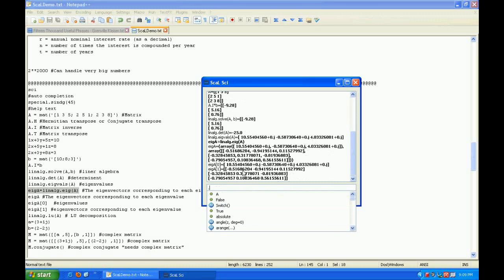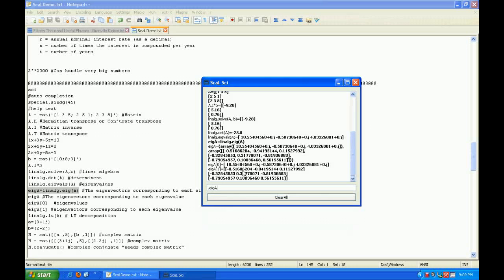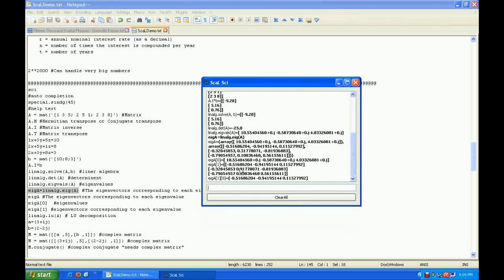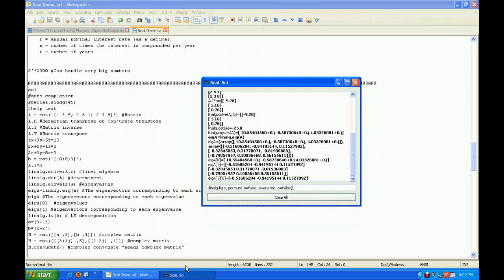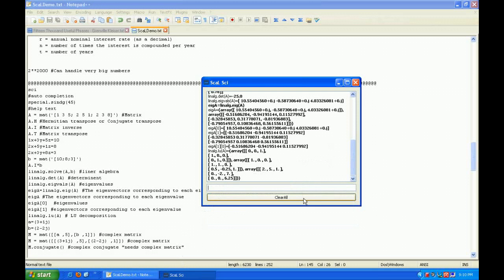So let's display the first eigenvector. This, the very first eigenvector, that's U. Now we can also do LU decomposition, find the LU decomposition of a matrix. Here's the decomposition. Let's clear these results.